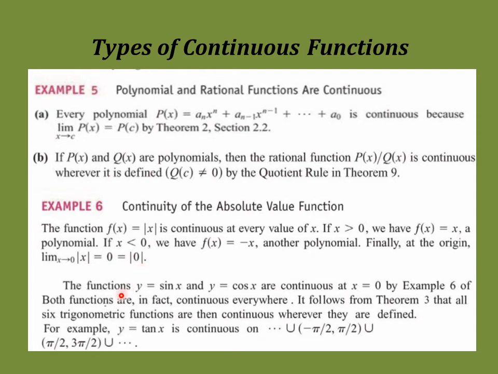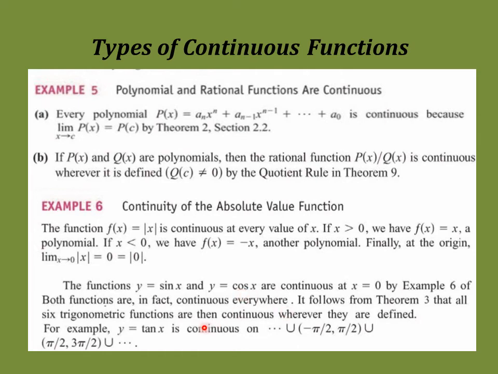Also, we have the functions sine and cosine. Those two functions are continuous functions for any value, even at x equals 0. So that's why they are continuous. Other types of trigonometric functions have continuity and discontinuity values.